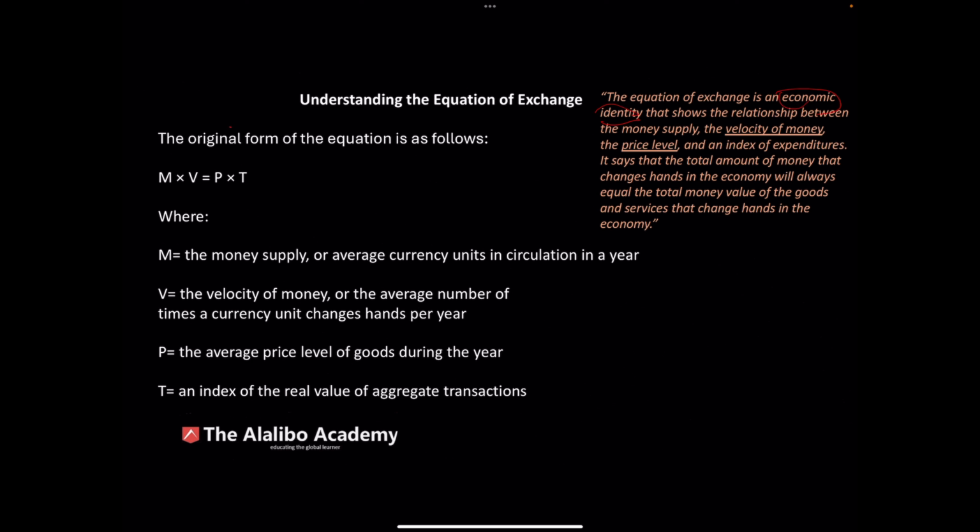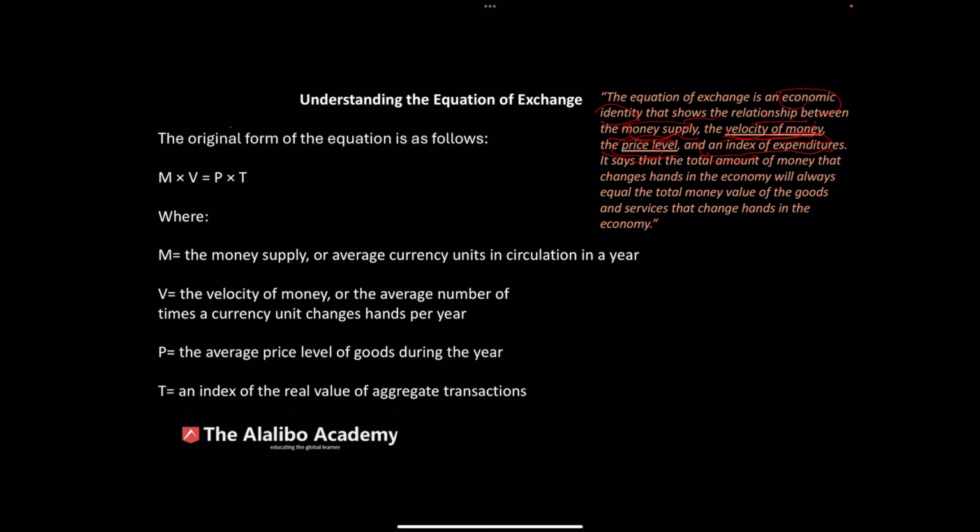An economic identity that shows the relationship between the money supply, the velocity of money, the price level, and an index of expenditures. Now, we're going to take a look at this a bit closely as we move forward. But again, it's an economic identity. When we talk about the equation of exchange, what are we talking about? We're talking about an economic identity that shows the relationship and the connection amongst these factors: money supply, the velocity of money, the price level, and an index of expenditures. Please take note of this point. Very, very critical point. And this is the core of the equation of exchange.